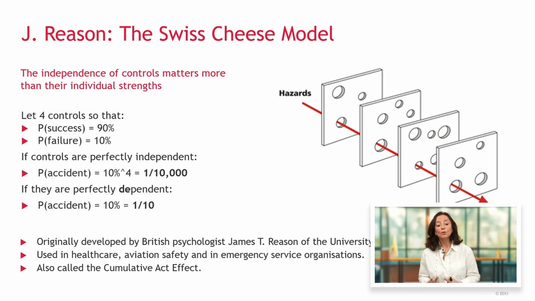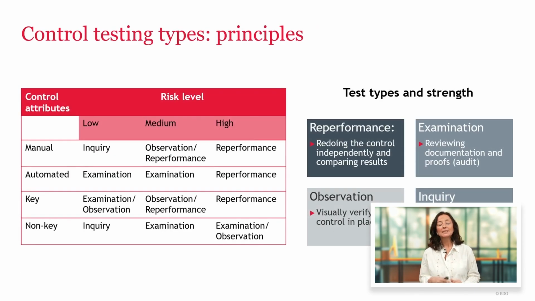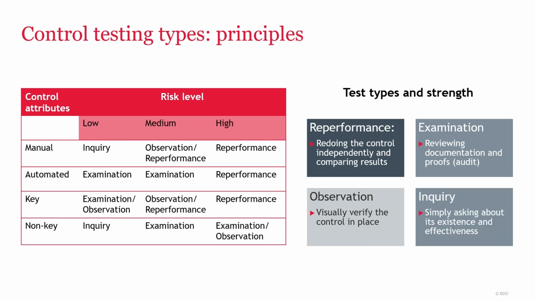So that has important consequences, and lots of firms are actually oblivious to that. Lots of consequences in the design of your controls. So don't only test the controls independently, but also test the independence between these controls. And this is the Swiss cheese model of James Reason, which is called academically the cumulative act effect, which is a little less marketing friendly. And so that leads me to the important topic of control testing.